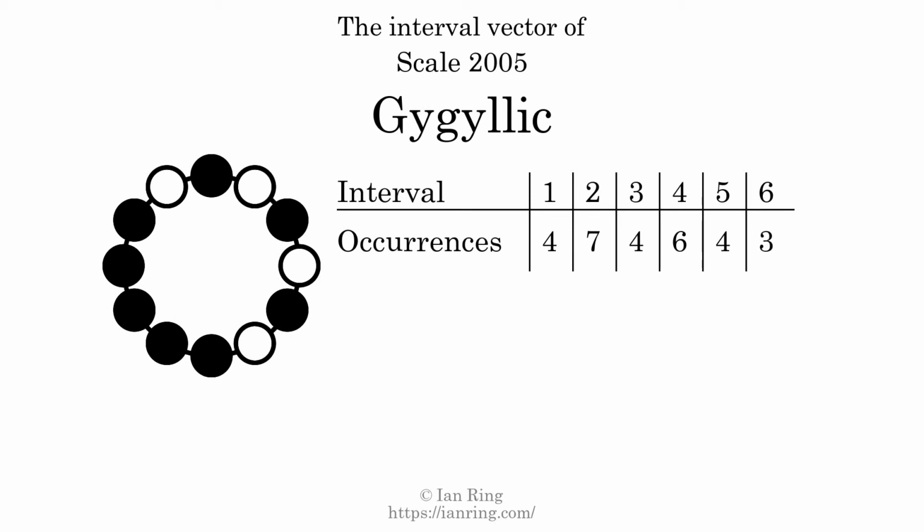There are three intervals with the size of six semitones. They are here, here, and here. Each interval does not appear in this scale a unique number of times, so this is not a deep scale.